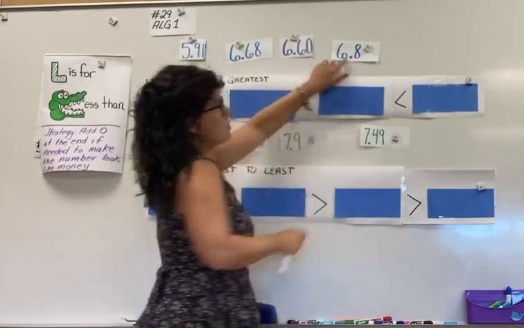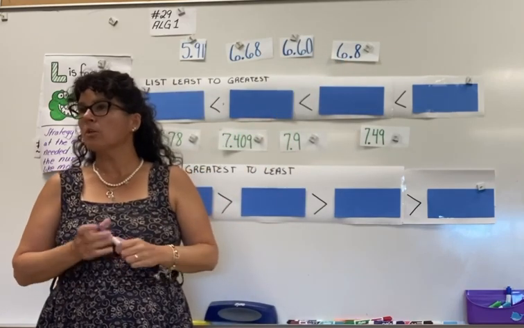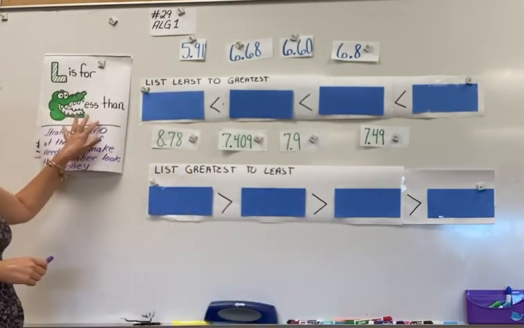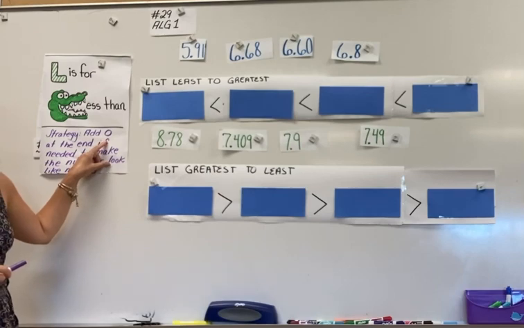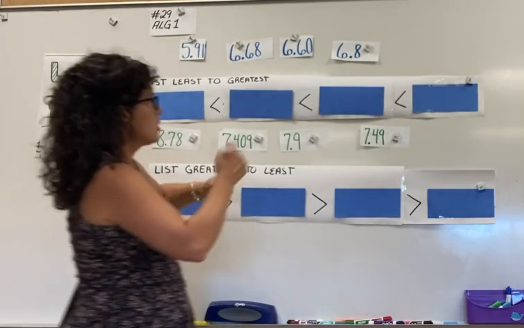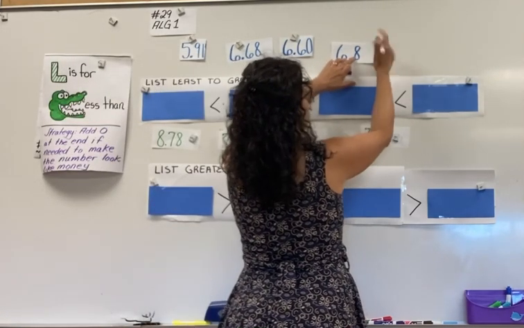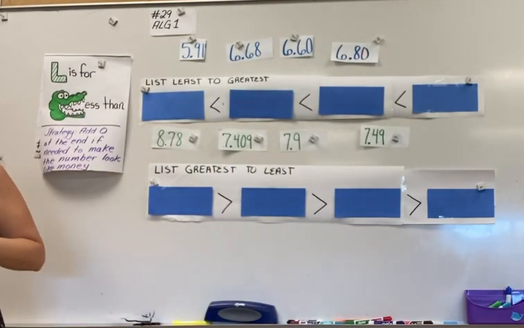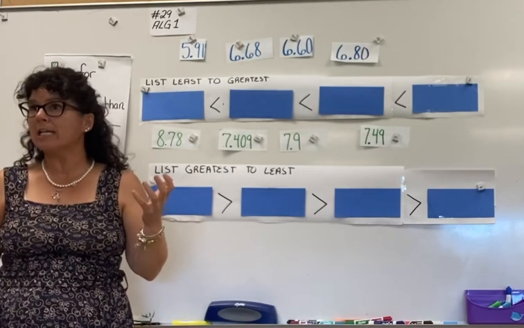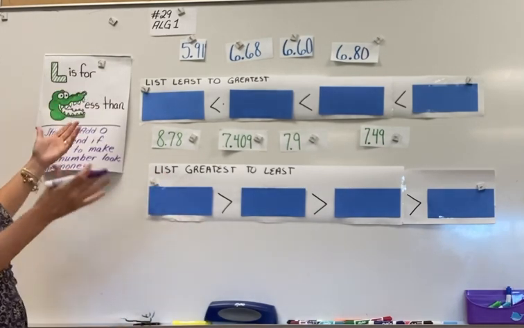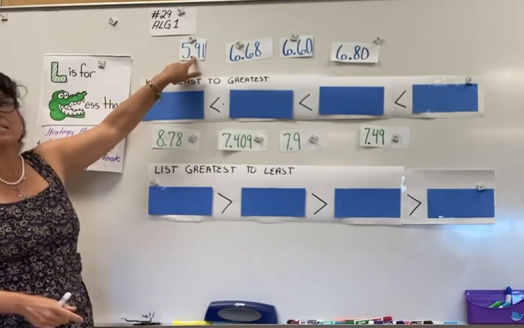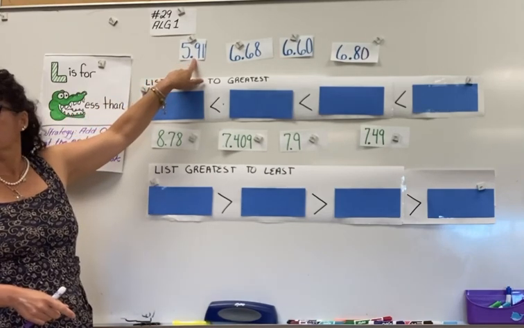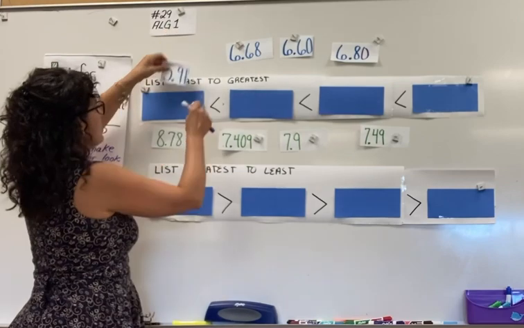And then this last one doesn't look like money. So we learned one of the strategies is we can just add a 0 at the end to make it look like money. So I'm going to add a 0 here on the end to make it look like money. Now it's true that sometimes this isn't enough, but usually it is. So if I want the smallest number up here, that's $5.91. So that one's gonna go right here.